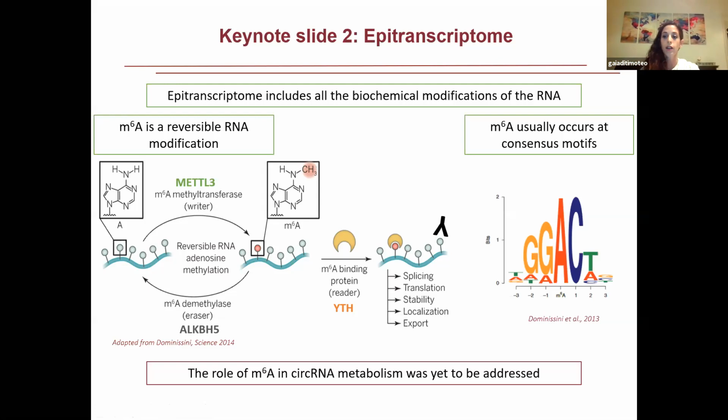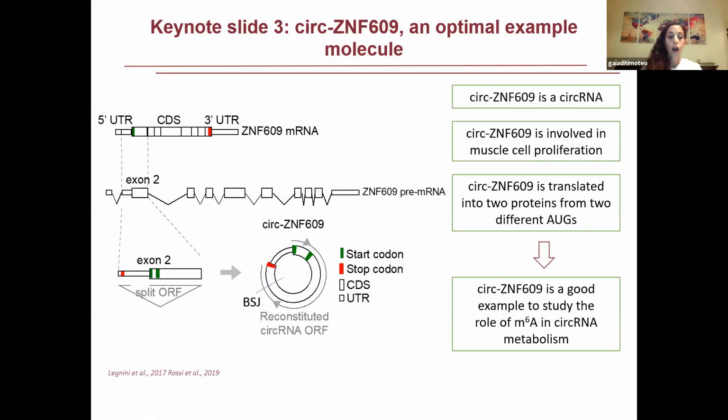Usually m6A occurs in a specific consensus motif. At the beginning of our research, nothing was known about the role of this modification on circRNAs. In order to carry out our study, we chose an example molecule, circRNA 609. It is an optimal example molecule for us because circRNA 609 was deeply characterized in our laboratory, and we previously demonstrated that it is involved in mast cell proliferation. And also, it has another interesting feature.